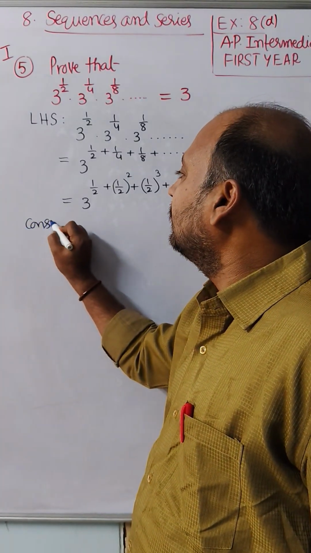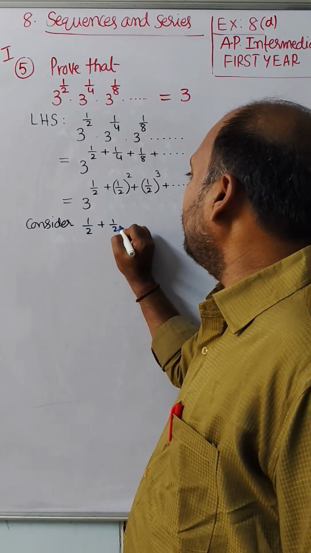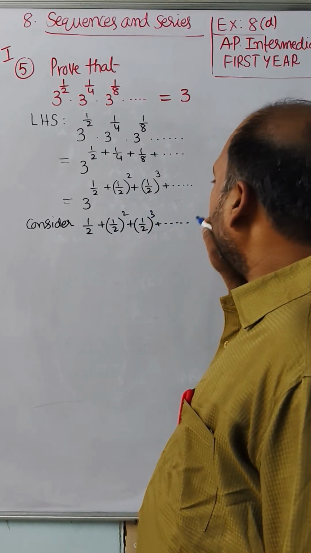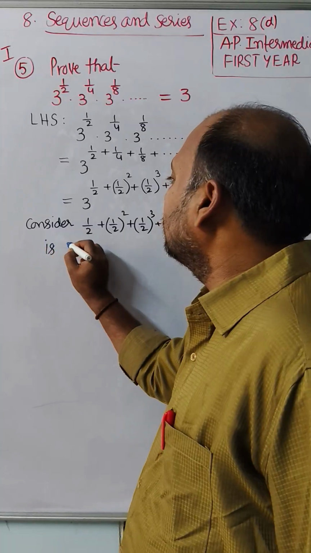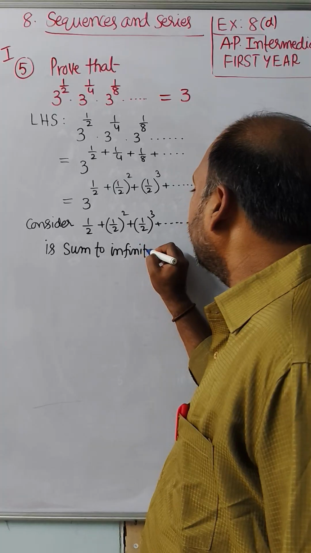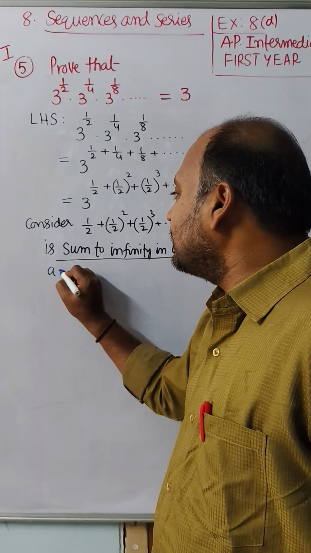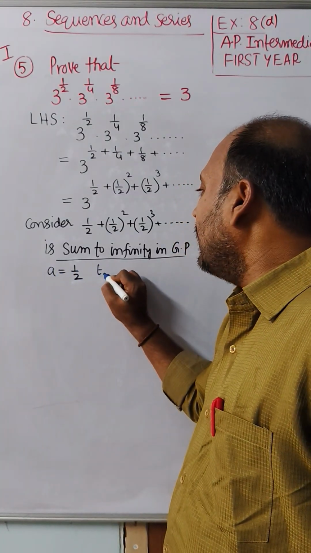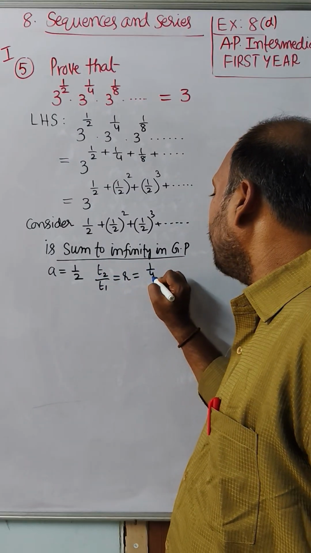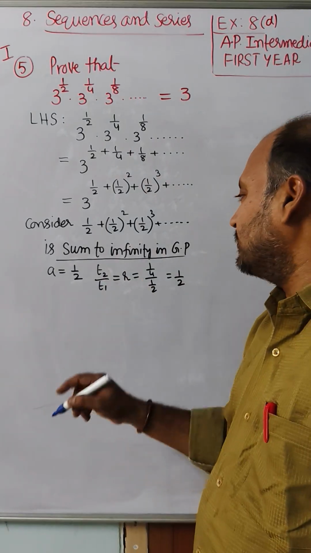Now consider 1 by 2 plus (1 by 2) whole square plus (1 by 2) whole cube and so on, which is a sum to infinity in geometric progression. Sir, how can you say that this is a sum to infinity? Clearly, the first term A is equal to 1 by 2. T2 by T1 is the common ratio, which is 1 by 4 by 1 by 2. Is it equal to 1 by 2 or not, dear students? So 1 by 2, clearly we are observing.